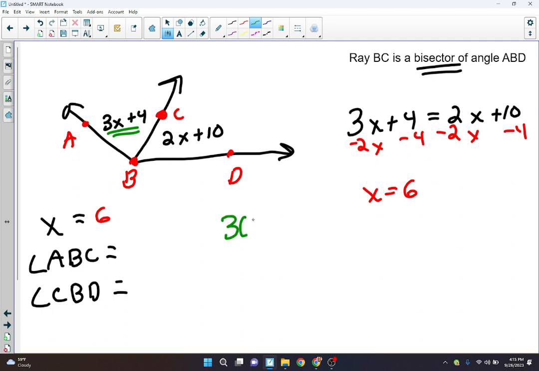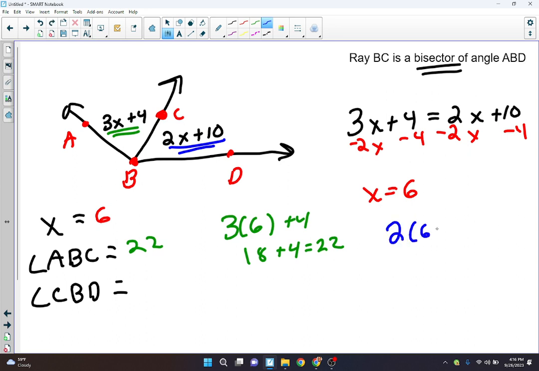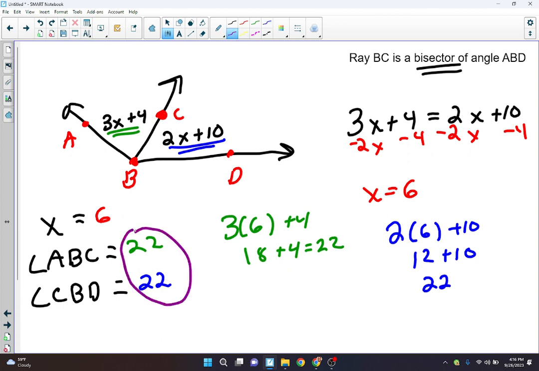3 times 6 plus 4. 18 plus 4 is 22. So that's 22. Plug it in here. 2 times 6 plus 10. 12 plus 10 is 22. Remember, the concept is they should be equal. So in this scenario, if these two are not equal when you plug it in, you must have made a mistake, either in the setup or elsewhere.